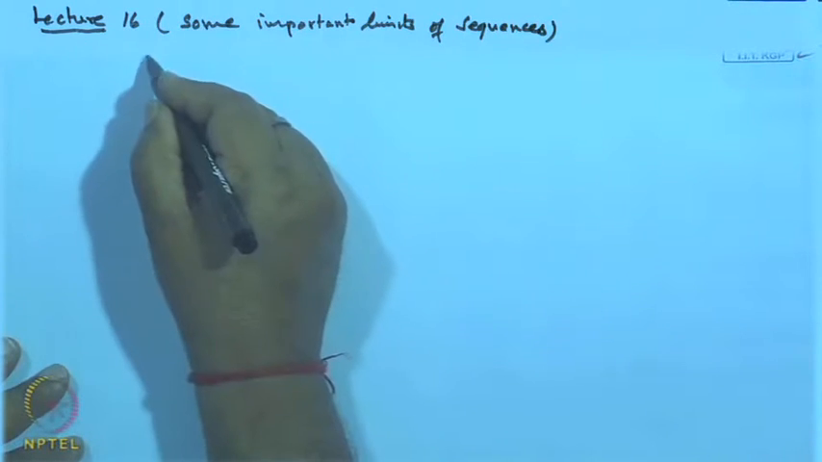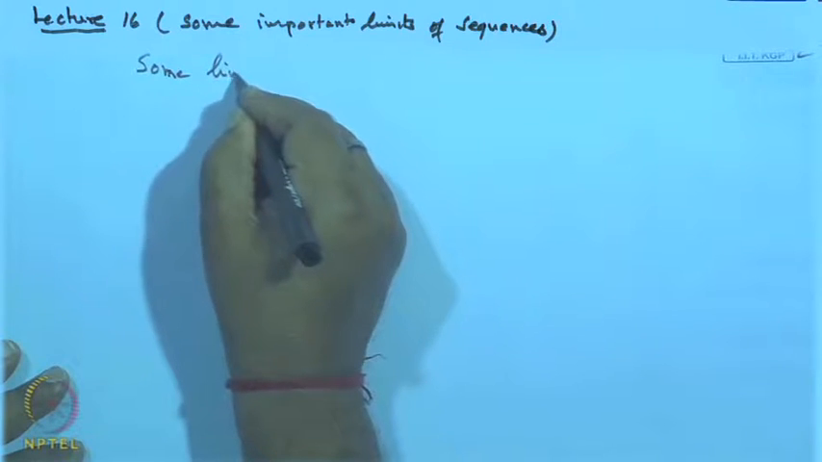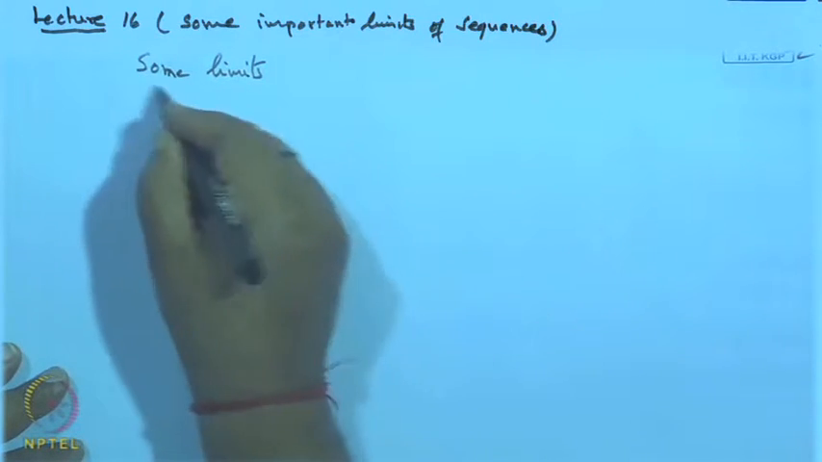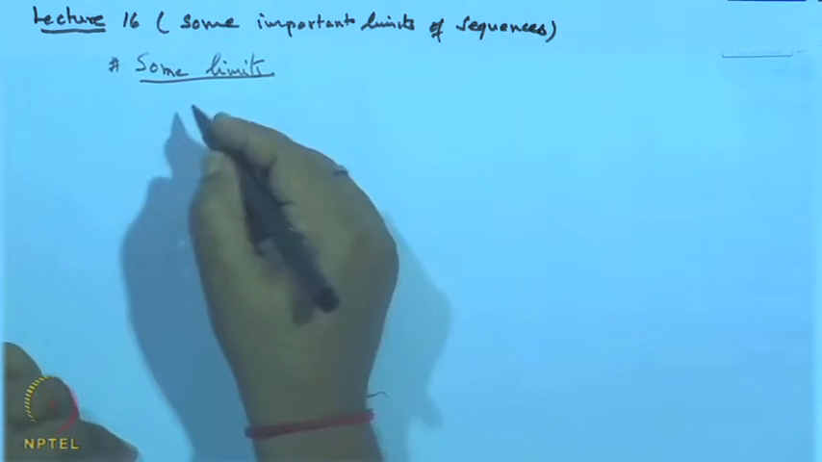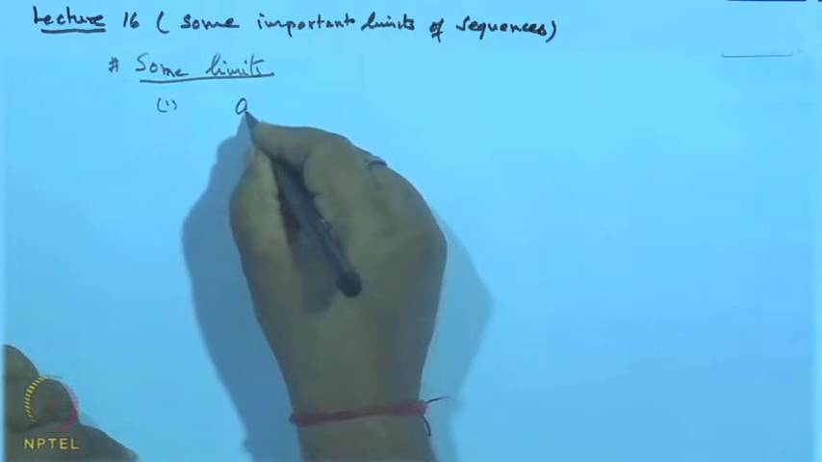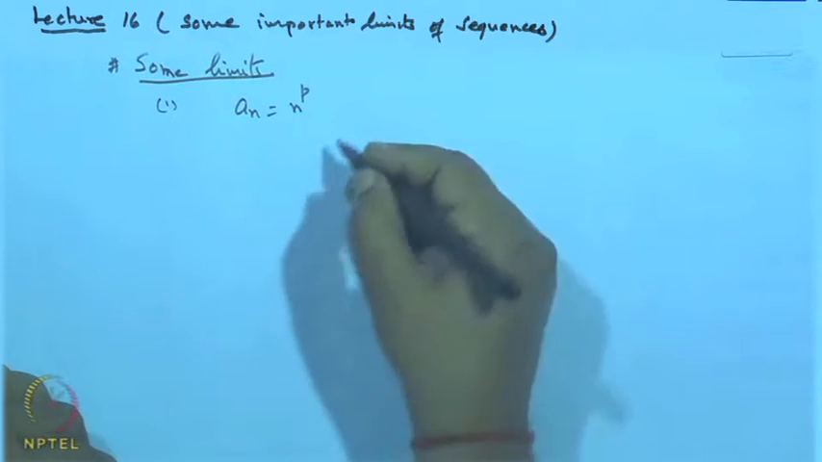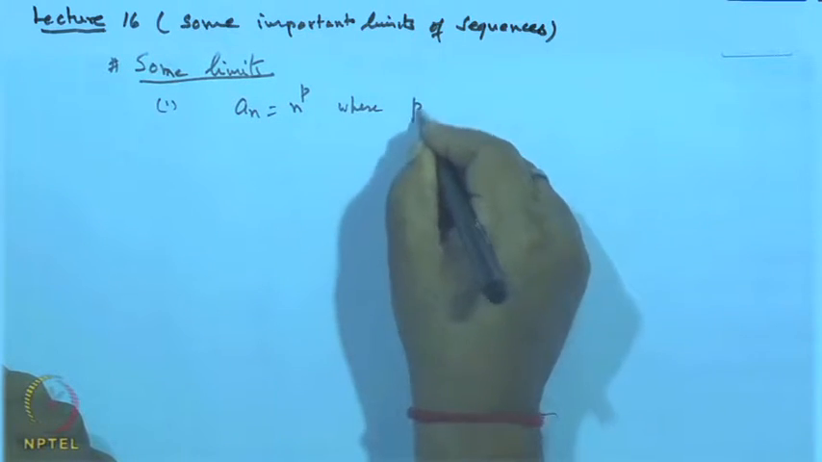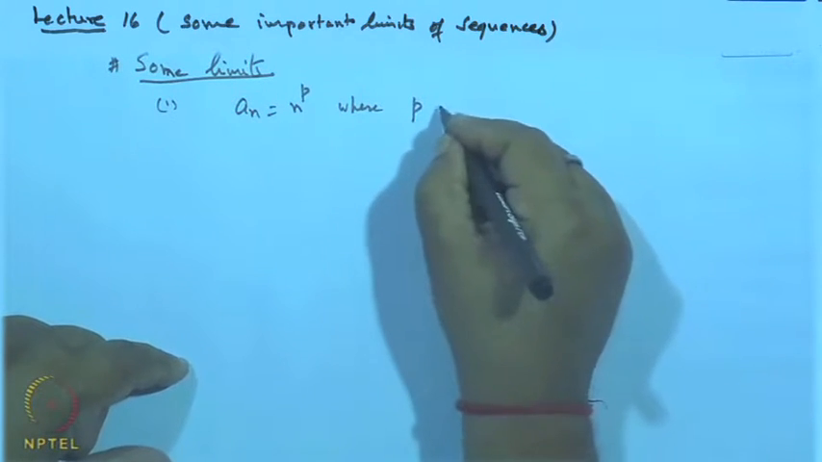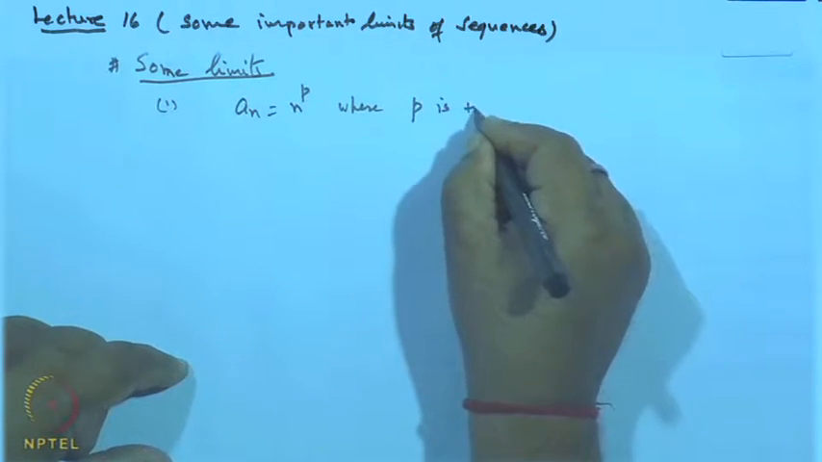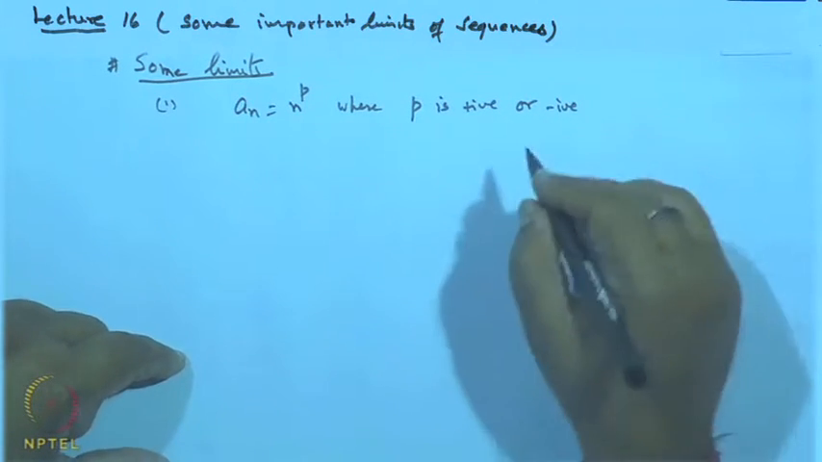So, let us see some limits. The first one, very simple, is: suppose a_n is a sequence which is n to the power p, a sequence of real numbers, where p is a positive or negative rational number.